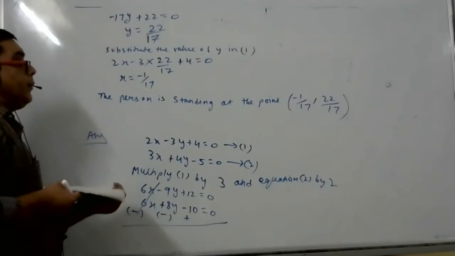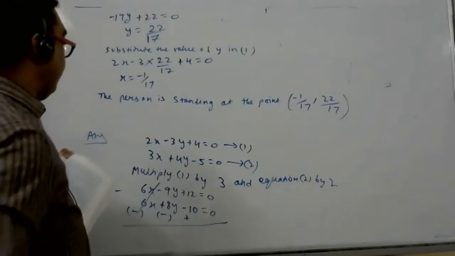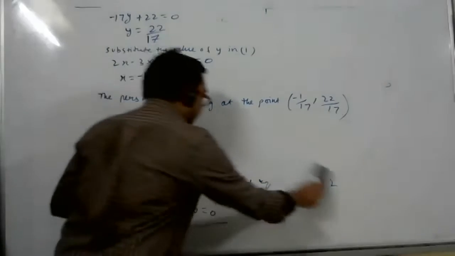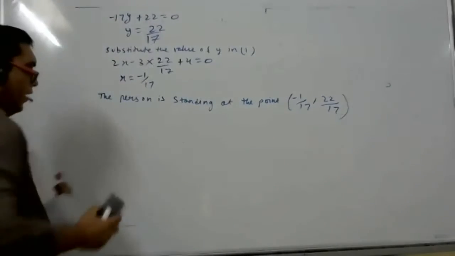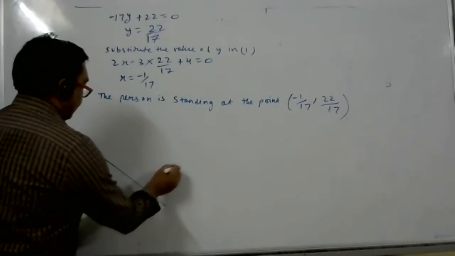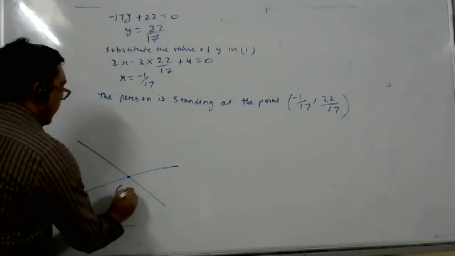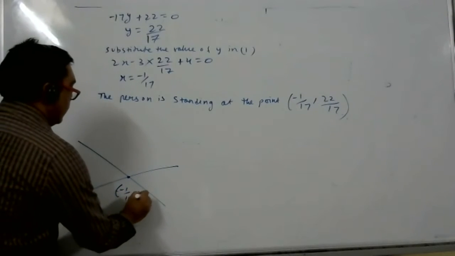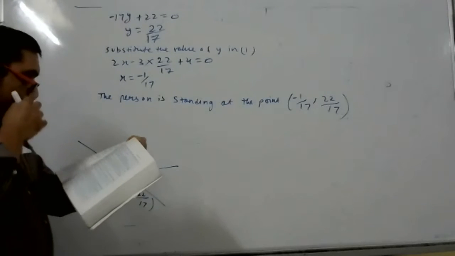Tell me, student, what doubt you people have till here? No doubt. So I will now draw the diagram, a rough diagram only. If you want, you can draw a little fairer, but rough only. Actually, suppose these are two lines. This is the point minus 1 by 17 comma 22 by 17. From this point, where does the man want to reach? See the question and tell me.